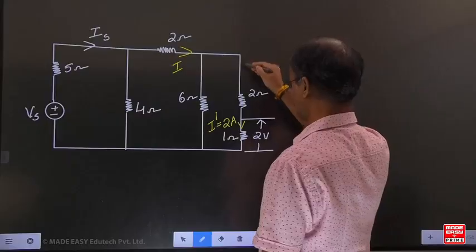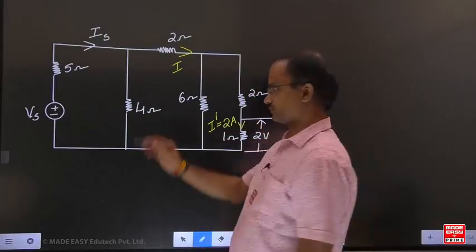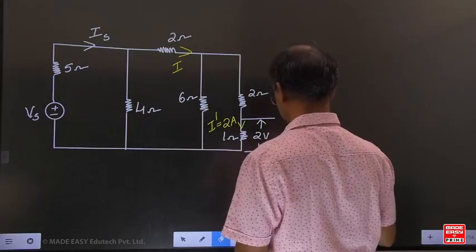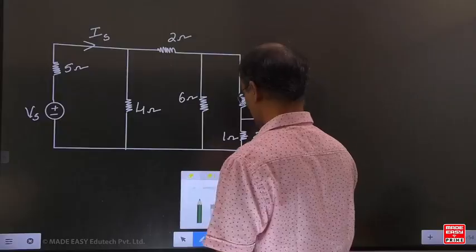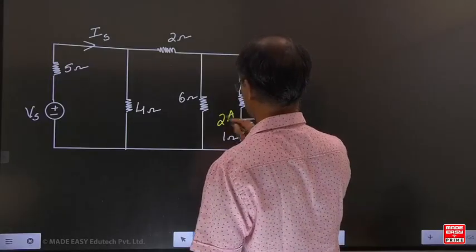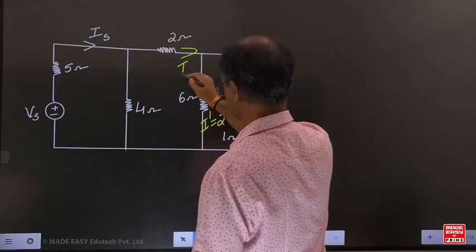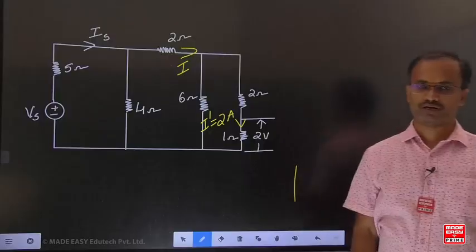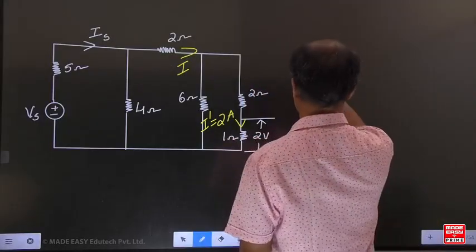In this example, for this entire branch, what is the current? 2 amperes. What do you need? I. Can you apply the current division technique for this one? To relate I dash and I, can you go for the current division technique? If you apply current division technique, what do you write this way?